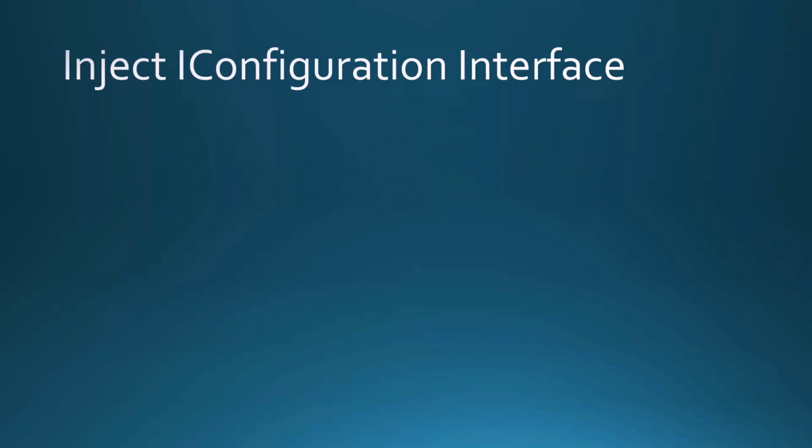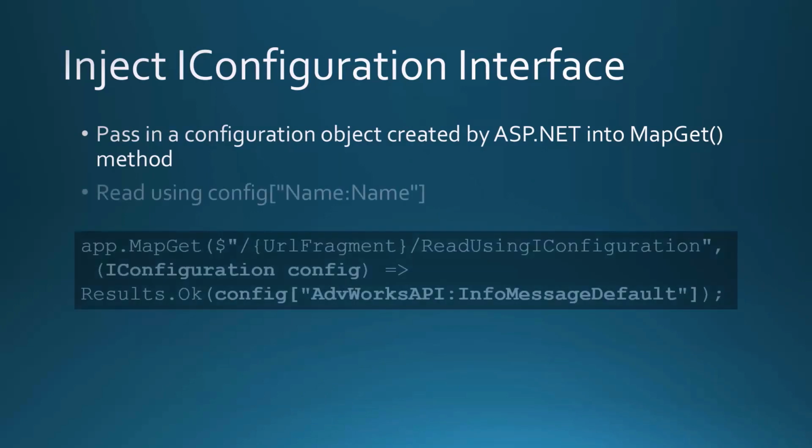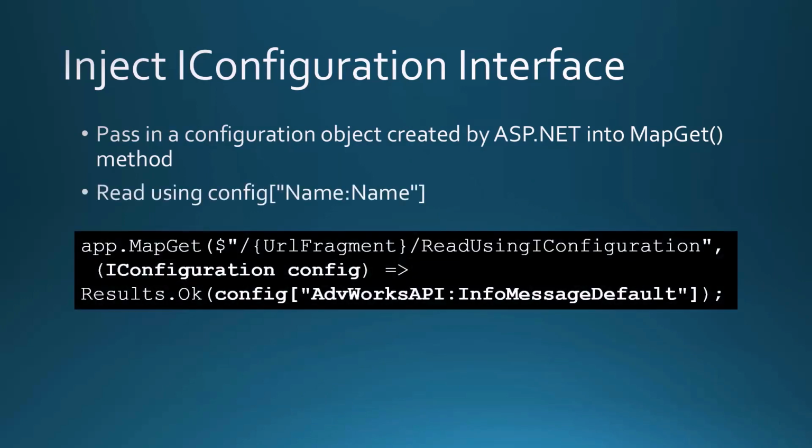So to do that, we inject an IConfiguration interface. And we can pass it into the constructor of our router. We can pass it into the map-get method that we're using. Really doesn't matter, as long as we can then use a config variable that is of the type IConfiguration, and then we go after the property. So in this case, it'd be AdventureWorks API info message default. And that's what we can then return back if we had a mapping like this. And that's exactly what we're going to do.